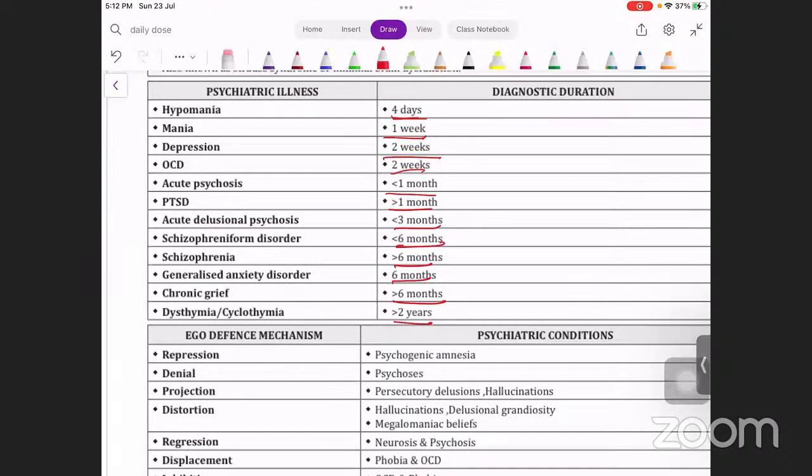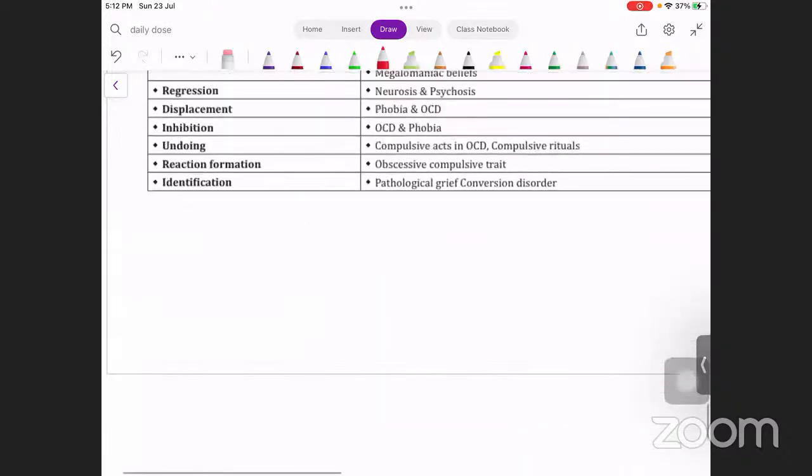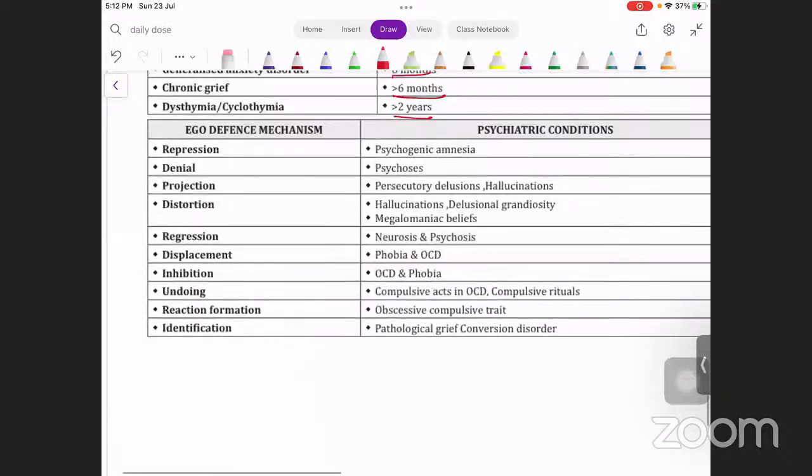Okay, chronic grief, schizophrenia, and dysthymia have been asked several times in FMGE as duration of diagnosis. So very important. Okay. Apart from that, defense mechanisms: the most mature defense mechanism is humor.